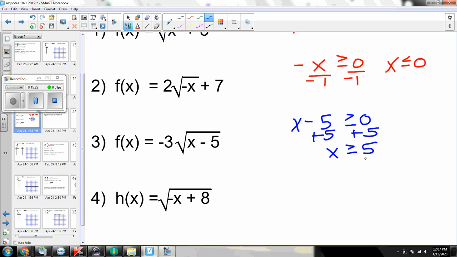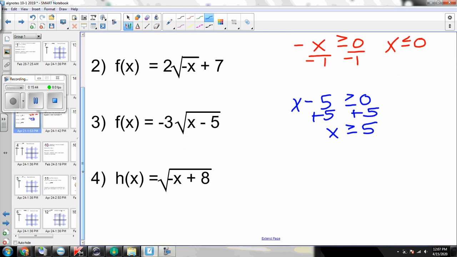So x can be any number greater than or equal to 5, such as 6. I could put 6 in here. 6 minus 5 is 1. I can take the square root of 1 and get 1. If I chose a number less than 5, like 4, and I put 4 in there, 4 minus 5 will give me a negative 1. I could not take the square root of a negative 1. So that's why x, or the domain, has to be any number greater than or equal to 5.